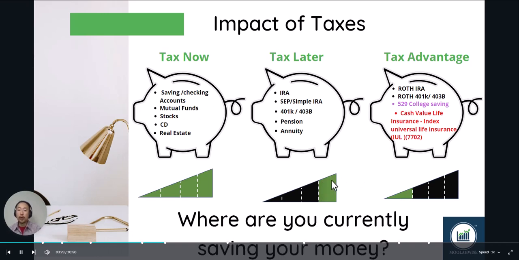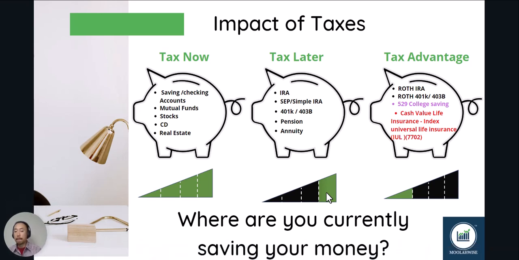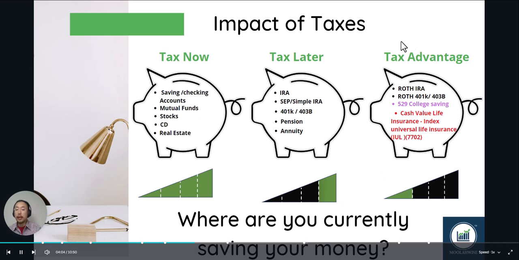So my last question is, where are you currently saving your money? Is it in the first bucket, where you get taxed every single year on your gains, and when your amounts get bigger, the amount that you pay to Uncle Sam also gets bigger? Or is it in the tax later bucket, where you don't pay any taxes right now, but the year you take it out, or the year you need it the most in retirement, you will pay taxes on it? Think of this as Uncle Sam getting his taxes back with interest. And in this last bucket, you pay taxes today, but after that, in the future, all the growth is tax-free. So ask yourself, where are you currently saving your money?